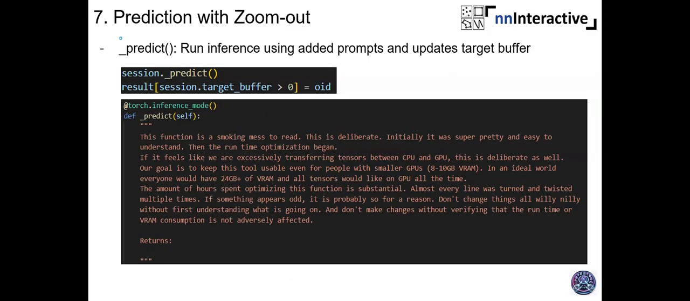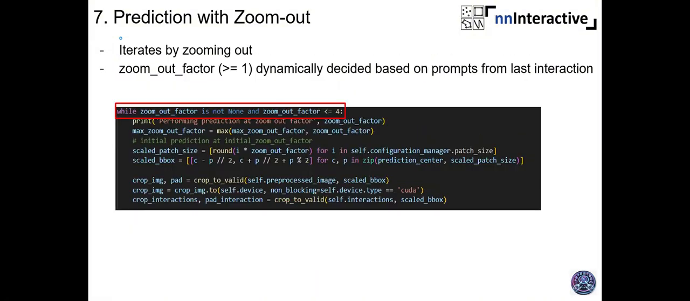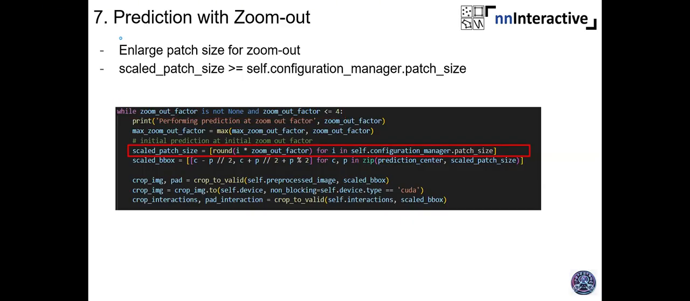This is the predict function where we run the inference using the zoom out mechanism. And we iterate across zoom out factors. I will not go into the details of how the zoom out factor was first initiated, but it is dynamically decided based on the prompts from the last interaction. As I previously mentioned, the scaled patch size is the enlarged version of the patch size, and the scaled patch size will be higher than the original patch size.